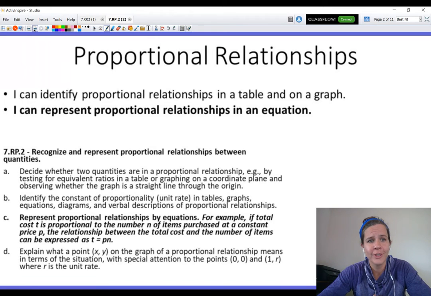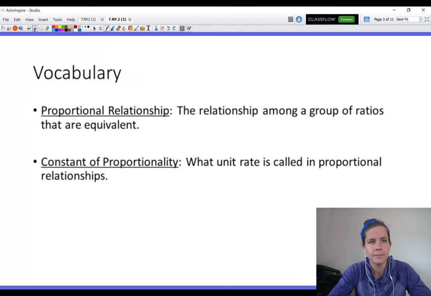on proportional relationships. By the end of this video, you should be able to represent a proportional relationship in an equation. The standard that goes with this video is 7.RP.2, and we're focusing on part C.